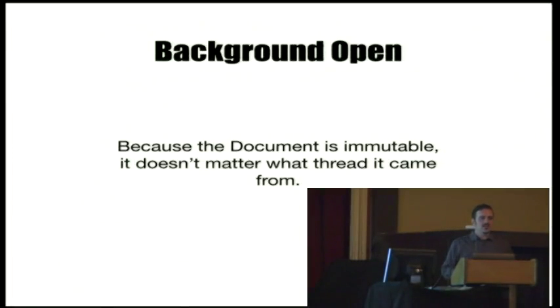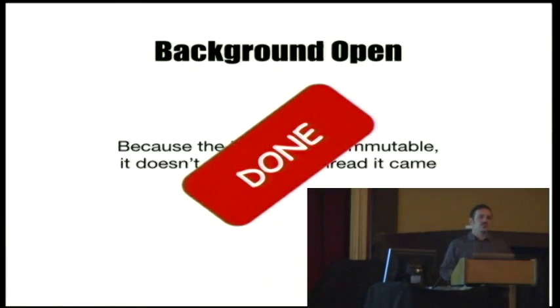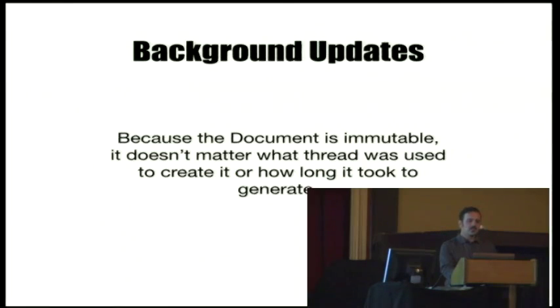Background open. Again, because these are immutable objects, they can come from anywhere. I don't care what thread generated them. I don't care what data source generated them. It's just an object. It's just a pointer, and it comes to me. Background open, done. So the 3 hardest parts I have of integrating well with Yosemite, say, are free in this architecture.